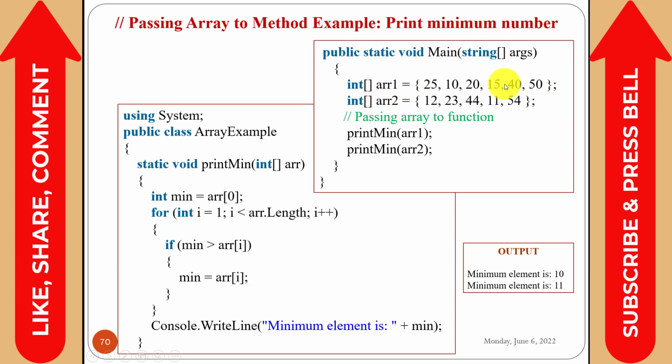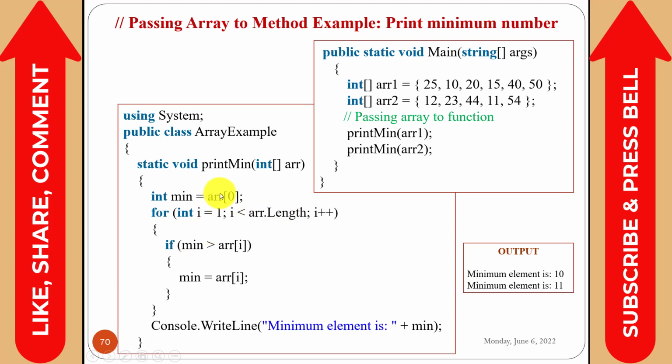One array is the same as in the last example, and there is a second array. We are passing these two arrays to the method PrintMin. We pass arr1 first, then come to the PrintMin method and put the arr1 elements here. arr[0] is already settled, so it is 25 and the length is 6. So indexes 1, 2 to 5 will be checked.